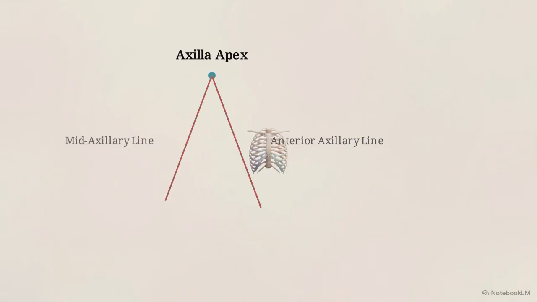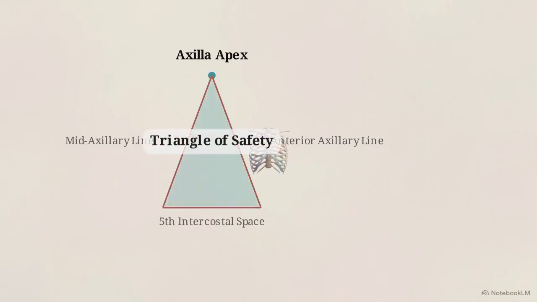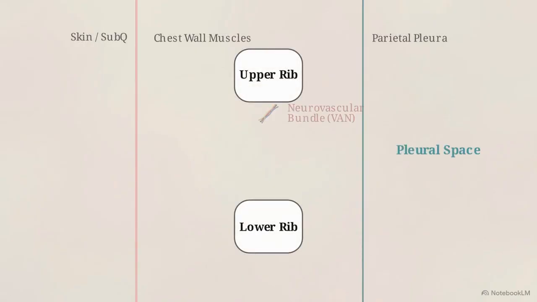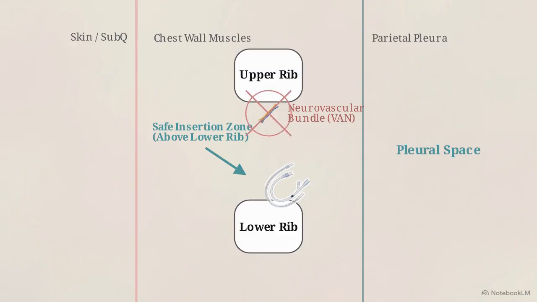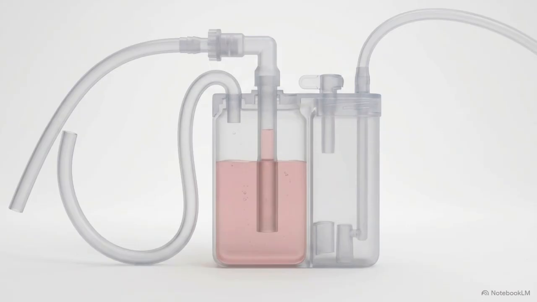Tube thoracostomy is inserted within the triangle of safety, bound by the axilla apex, anterior and mid-axillary lines, and 5th intercostal space. The tube penetrates the chest wall over the upper border of the lower rib, safely bypassing the intercostal neurovascular bundle. The drain connects to an underwater seal system, allowing fluid and air to exit without being sucked back in during inspiration.